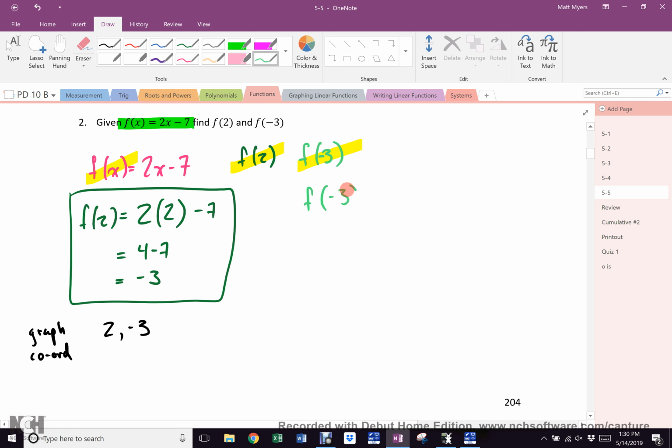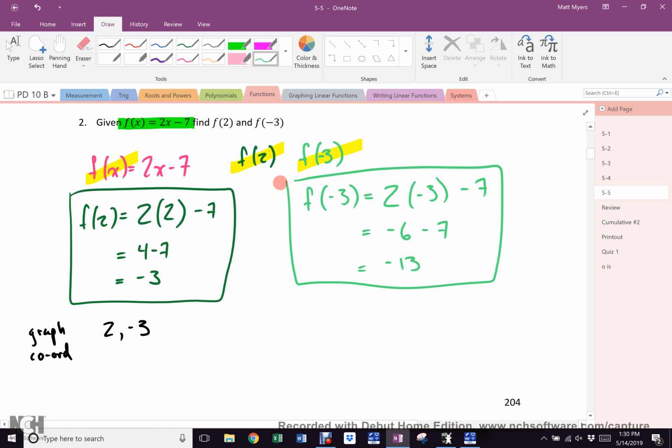Now, do I want the f of x now? I want the f of -3. So I do not want to double x. What do I wish to double? Negative 3 minus 7. What is 2 times negative 3? Negative 6 minus 7 is negative 13. There is a second function with an input and an output. What is the point that we would put on the graph? Negative 3, negative 13. Does everyone understand?